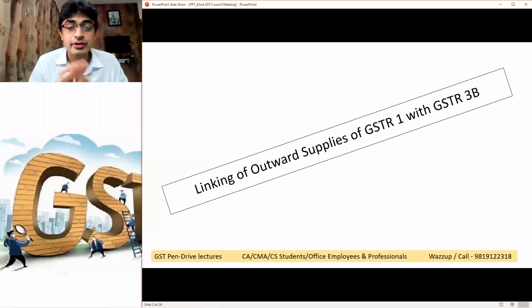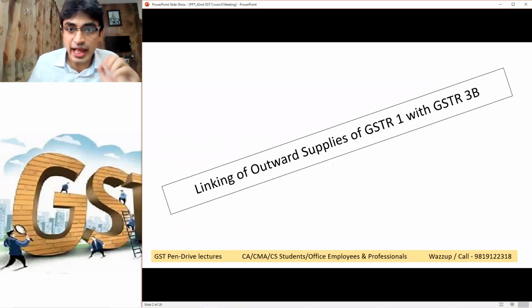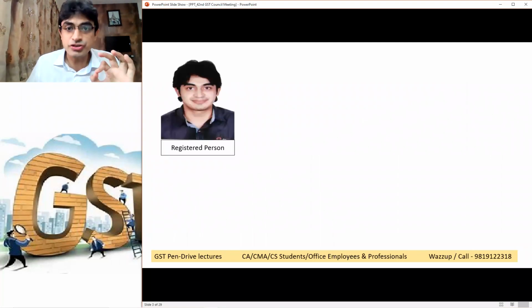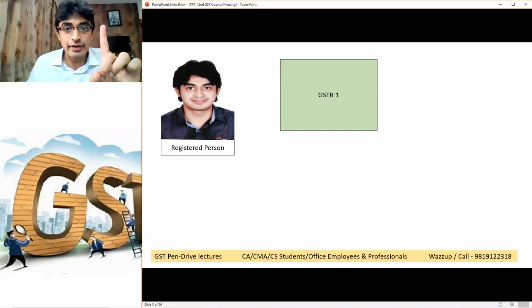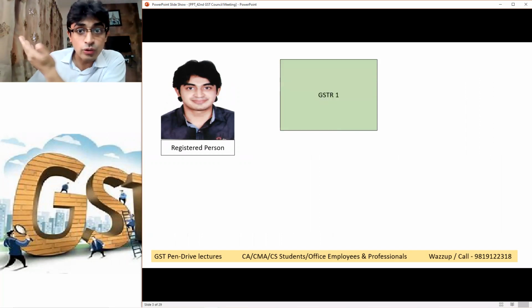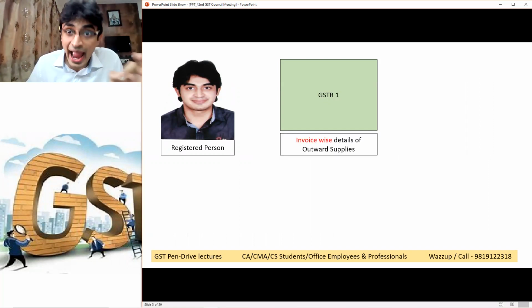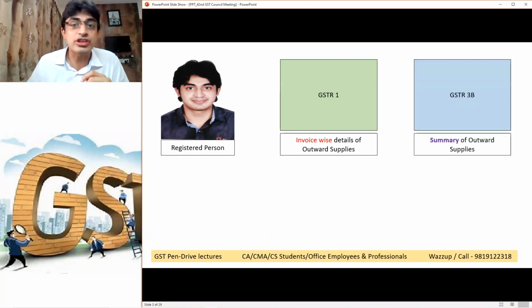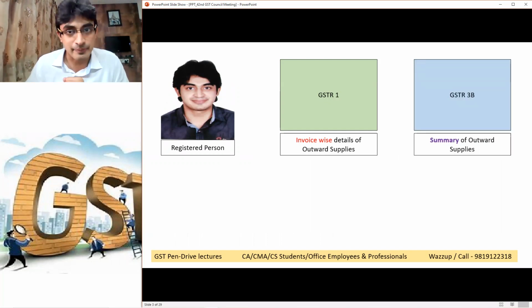So point number one, linking of outward supplies of GSTR1 with GSTR3B. See, every registered person has to file two returns every month. First, GSTR1. Whatever outward supply he has made, whatever goods and services he has sold, invoice-wise details you have to give in GSTR1. And he also has to file GSTR3B, in which there will be just a summary of outward supplies.